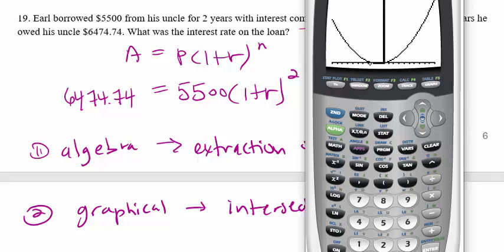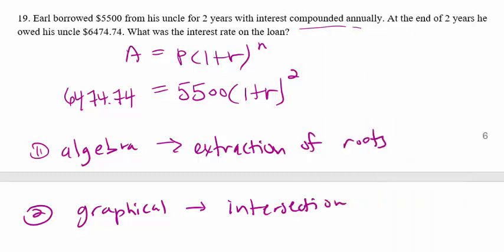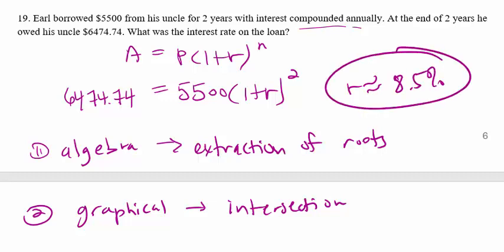Okay, we see at the bottom of the screen it looks like 2 intersections, but we want a positive R value, because the interest rate should be positive. So find the intersection that's on the right. Okay, and that occurs when x is about 0.085. Okay, so that tells us R is about 8.5%.